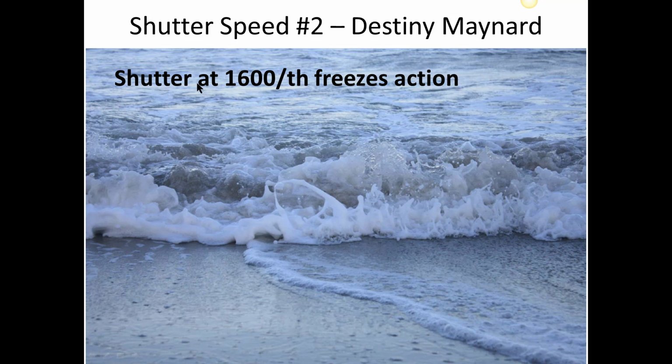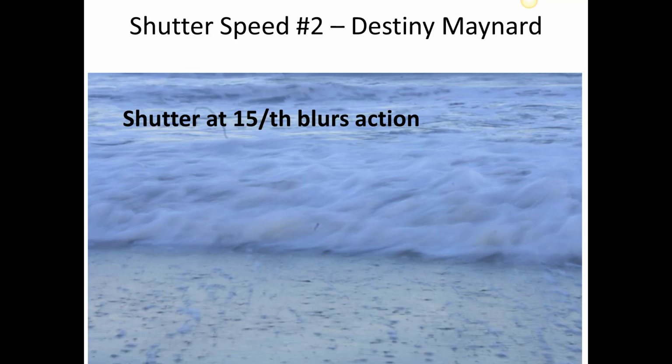There was a second image I asked you to shoot and use two very different shutter speeds. So here's the shutter speed of this beach ocean at 1/1600th of a second. Pretty fast shutter. And it really freezes the action. You can see that all of this water here is just frozen in place because the shutter was opened so quickly. What happens when we slow the shutter down to 1/15th of a second?